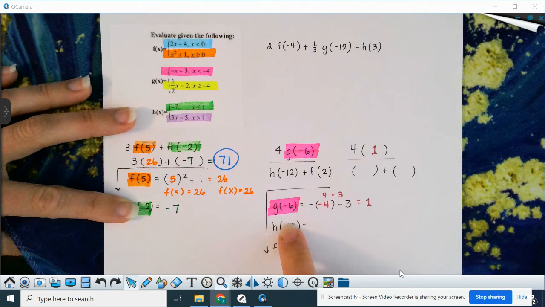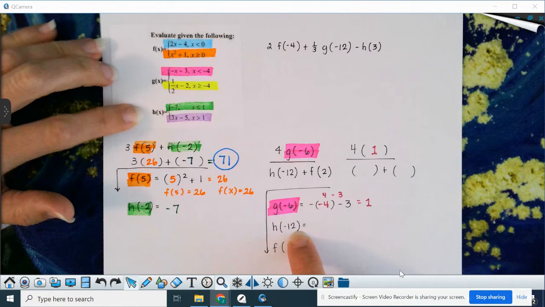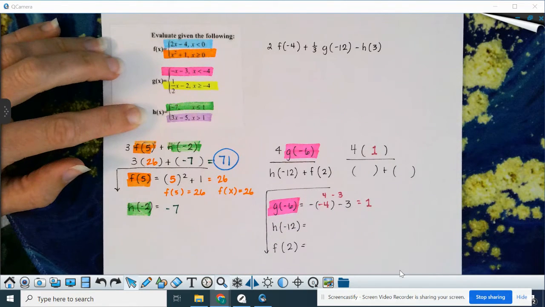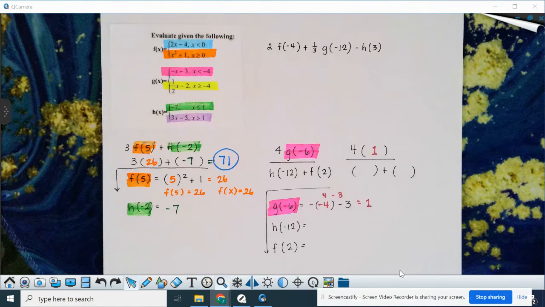And then let's go H. So we're going to look at our H function. So that's green and purples. So we need to decide, is negative 12 less than or equal to 1 or greater than 1? Again, it is less than. So we are going to use our green function.